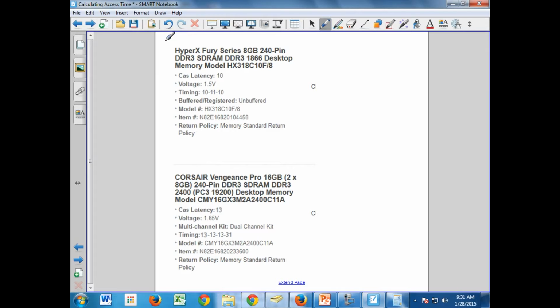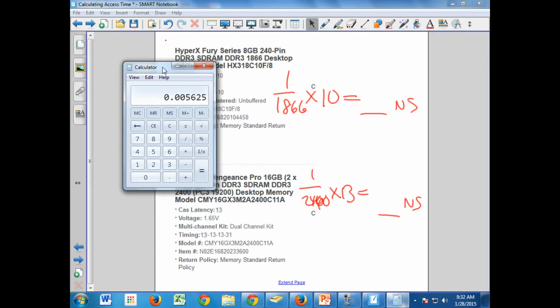Okay, it's pretty close. Well, let's see what the actual time is, okay? So I'm going to do 1/my 1866 times my 10, and I'm going to come out with my access time. Then I'm going to go to 1/2400 times my 13 equals my access time. Okay, so if I do that quick math to compare the two, I go 1 divided by 1866 times 10 equals 5.35. Actually, I'm going to put 5.35, so we get the whole thing.